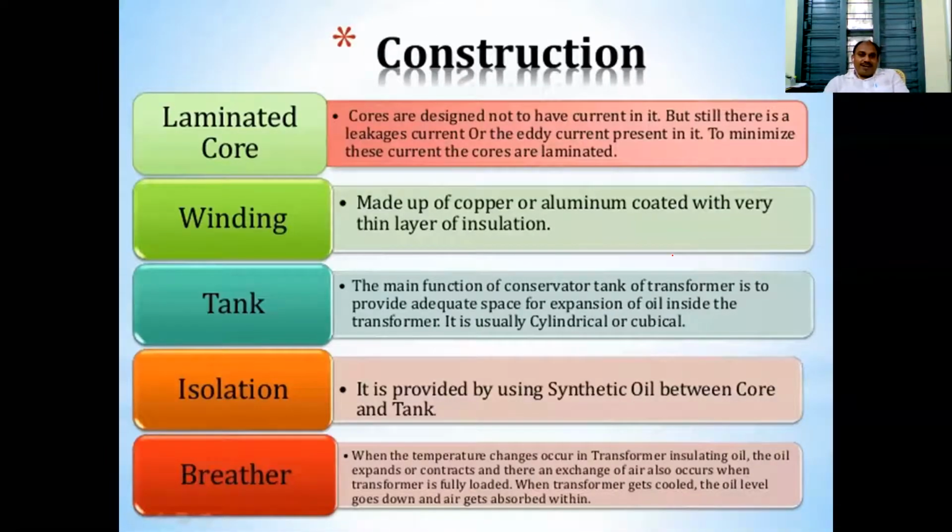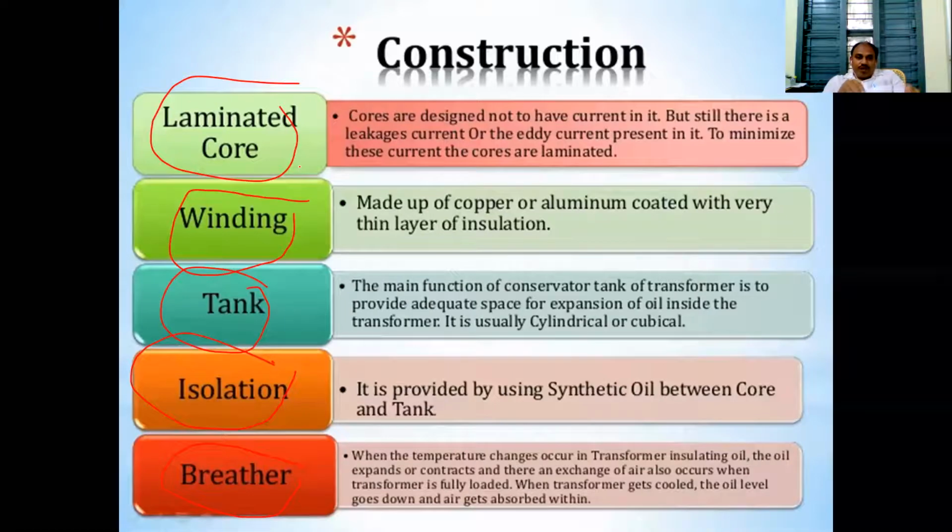So these are the main parts of the transformer in construction. Laminated core and windings. Winding is made with copper. The core is made with silicon steel. Tank means the outside frame. Isolation or insulation is provided by synthetic oils. Breather means it removes the moisture from the transformer oil. The purpose of the core is that it provides a low reluctance path between the primary and secondary windings.